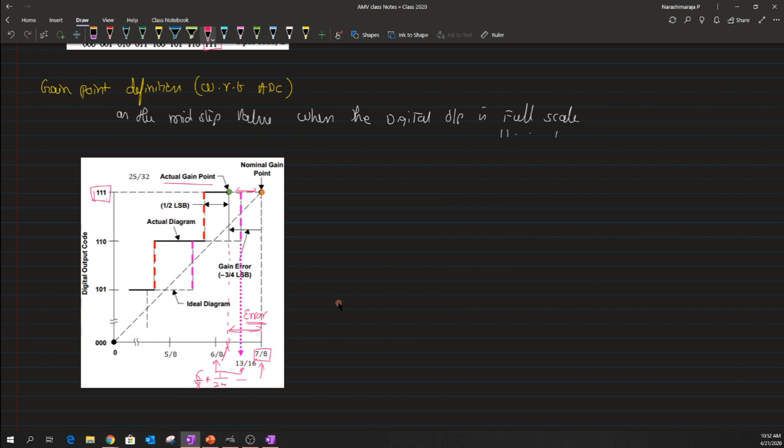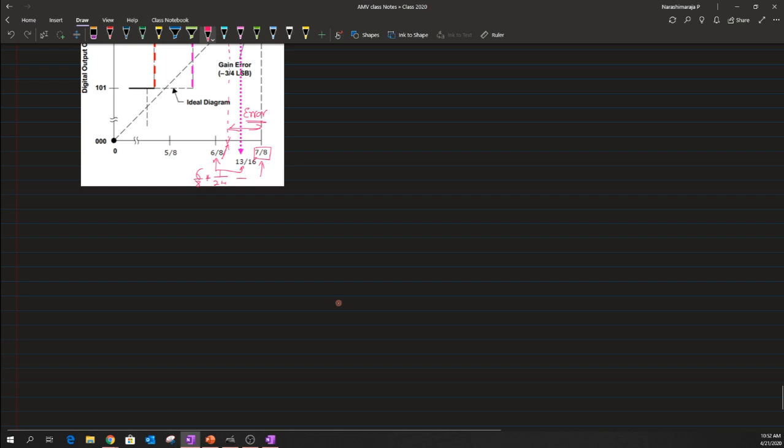And next we just move on to the nonlinear errors, where each of the errors has separate definitions with respect to DAC as well as ADC. So let me just begin with the definition of DNL with respect to a DAC. Now for a DAC, a DNL is actually measured as the difference between the actual step height minus the ideal step height.